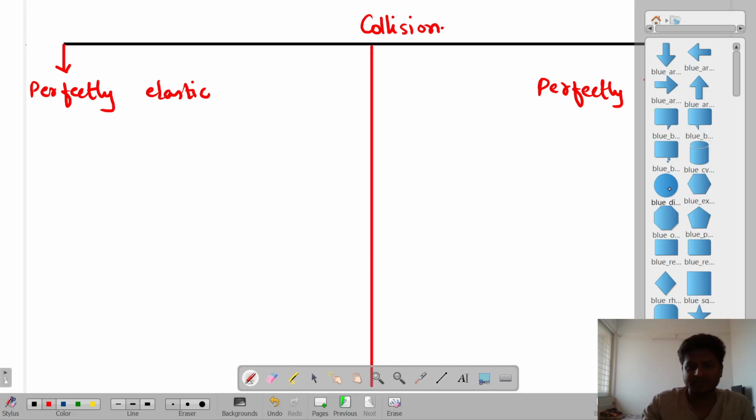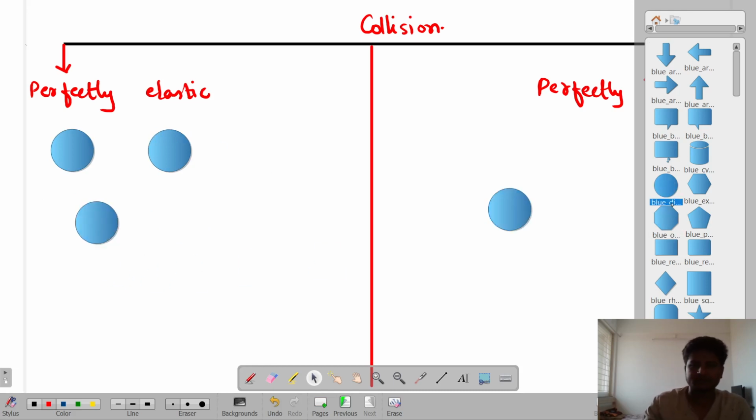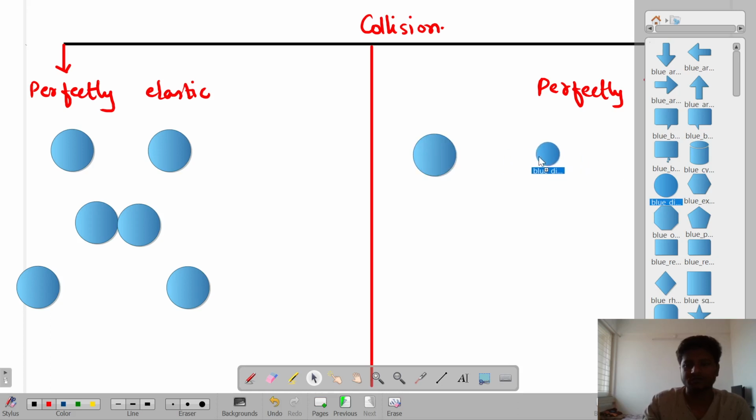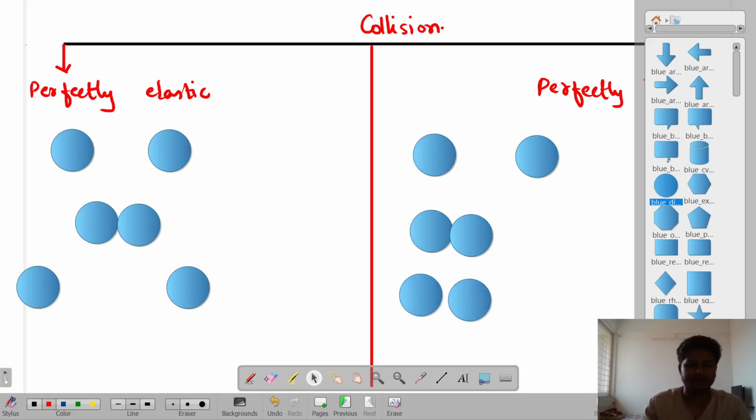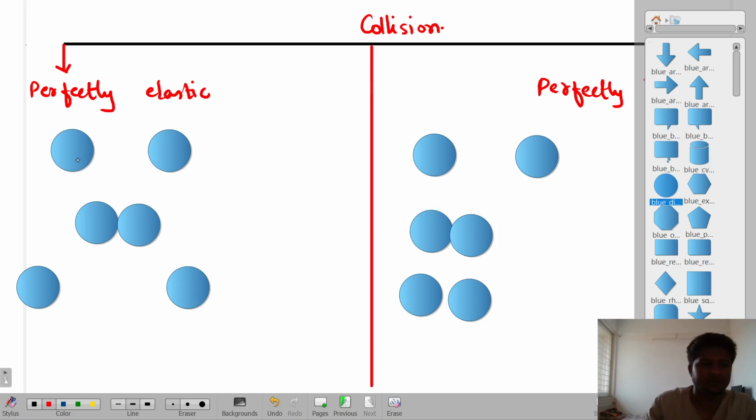The talk is very simple. Let's suppose there are two bodies moving, then they got collided. They once again got separated. Similarly over here, there were two bodies moving in the same direction. They got collided, and then they once again got separated. Are you able to get me or not? Let us have a talk regarding this.